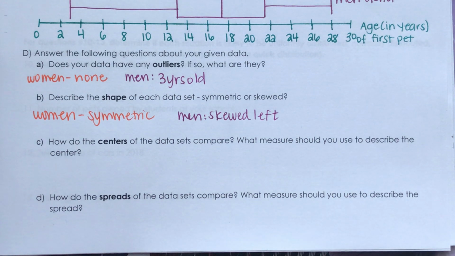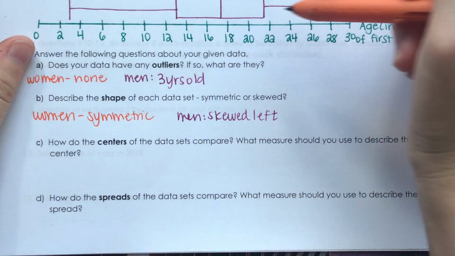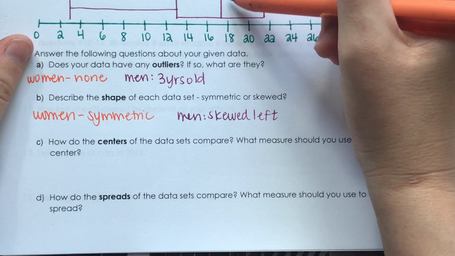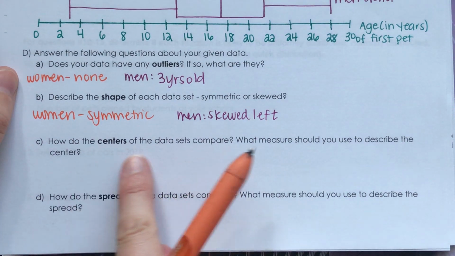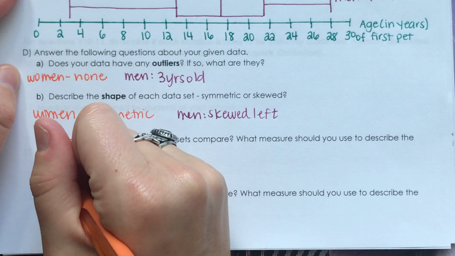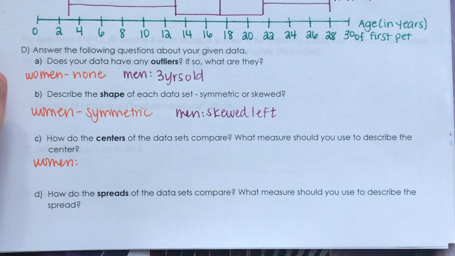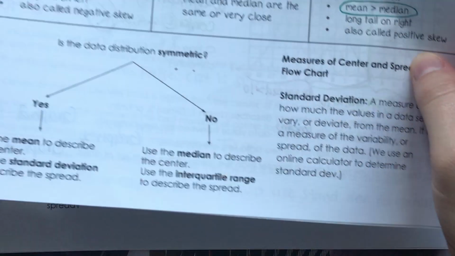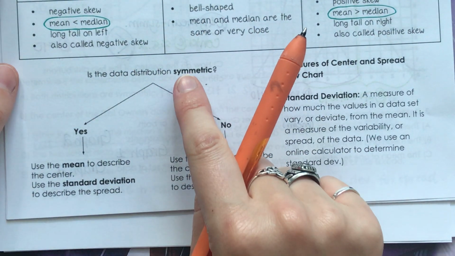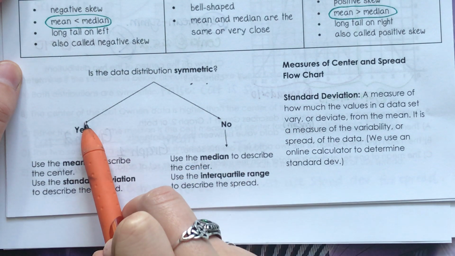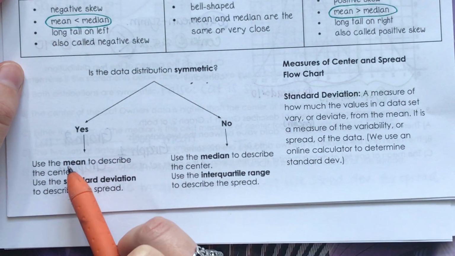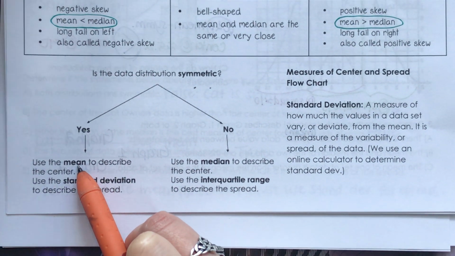Which measure should you use to describe the center? So, for the women, my center, because this is symmetric, I'm going to come over here to my really great little thing. Because it's symmetric, the women's data is symmetric. To describe the center, I'm going to use the mean.